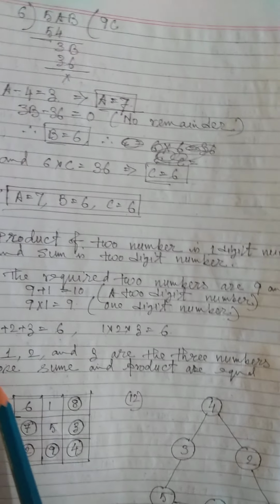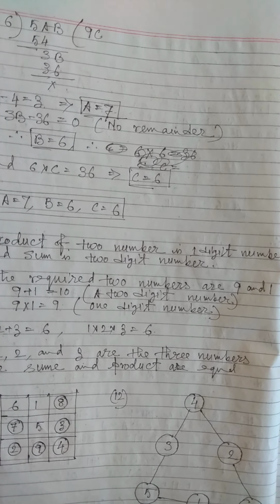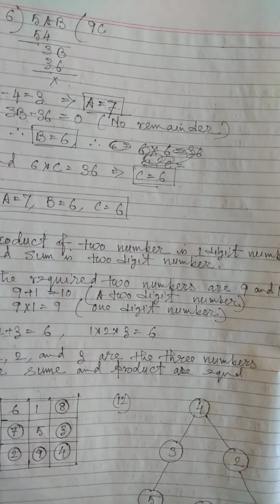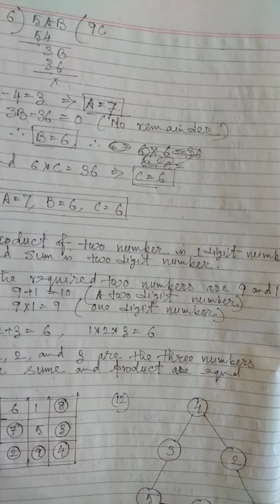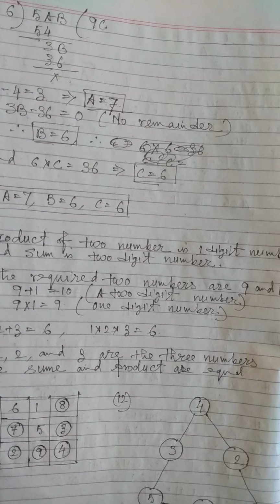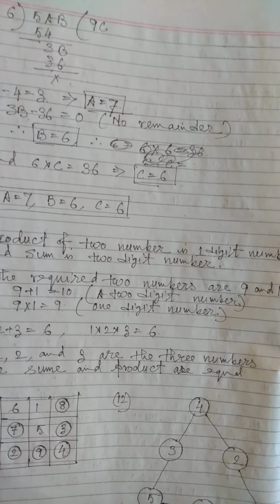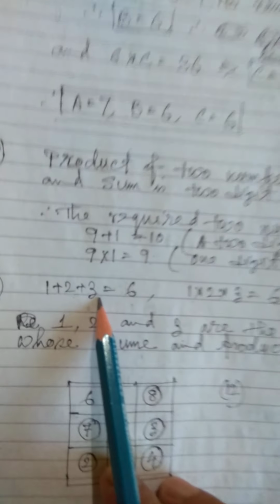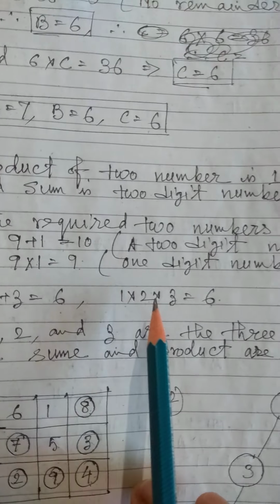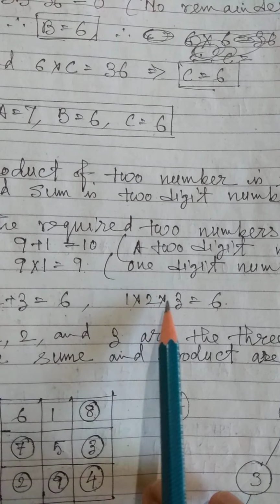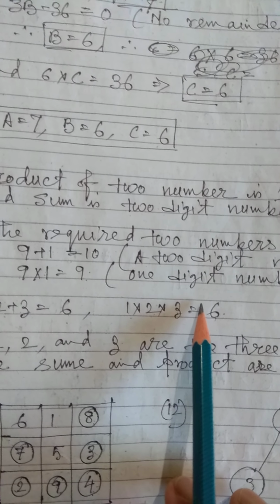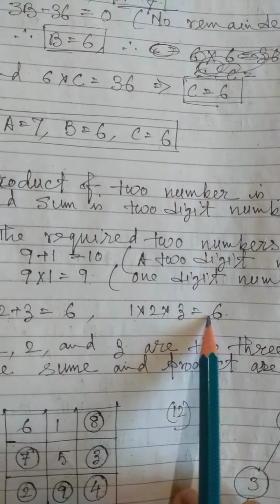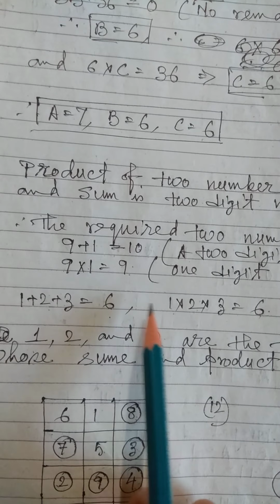Next, question number 10. Find three whole numbers whose product and sum are equal. So the three whole numbers are 1, 2 and 3, whose sum is 1 plus 2 plus 3 equals 6, and whose product is 1 into 2 into 3, also 6. So these are the three whole numbers whose product and sum are equal.